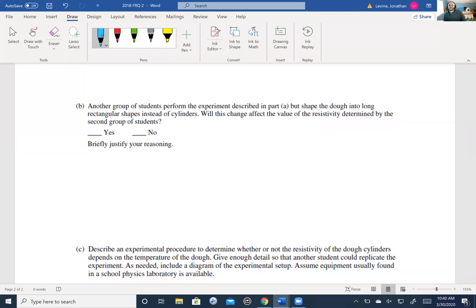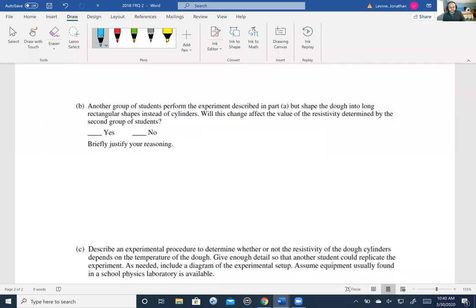Another group of students perform the experiment as described in part A, but shape the dough into long rectangular shapes instead of cylinders. Will this change the affected value of the resistivity determined by the second group of students? Basically, what it's saying is if we don't use cylinders, we use rectangles, will that affect the resistivity?